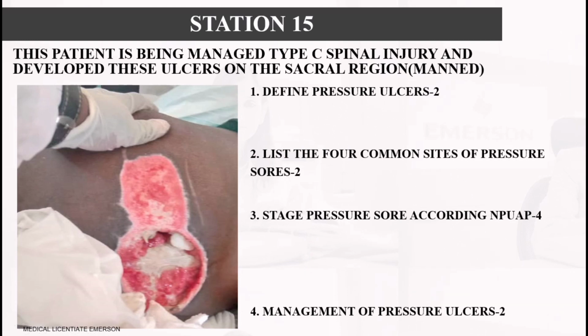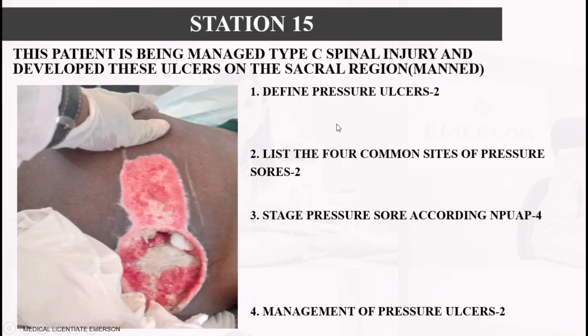So station 5, for this patient who is being managed for a type C spinal injury and developed these ulcers on the sacral region. So define pressure ulcers, list the 4 common sites of pressure sores, then stage pressure sores according to the National Pressure Ulcer Advisory Panel, then the management of pressure ulcers.